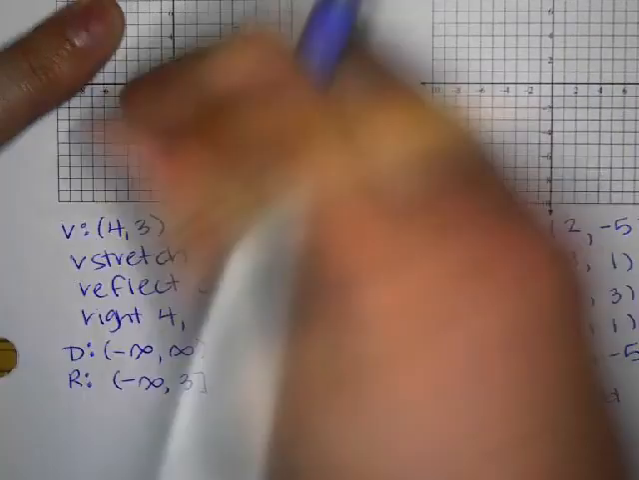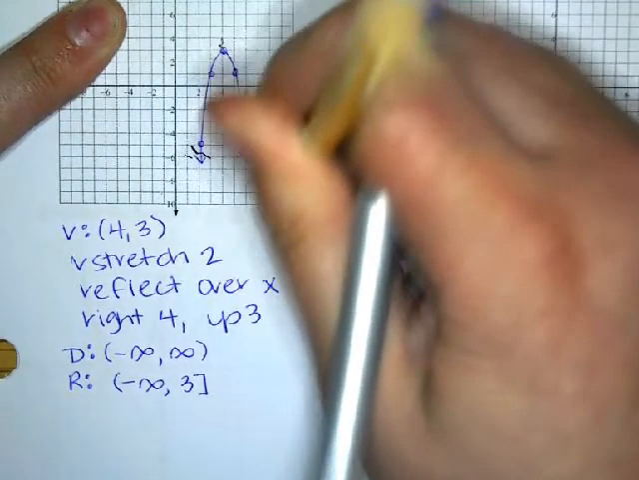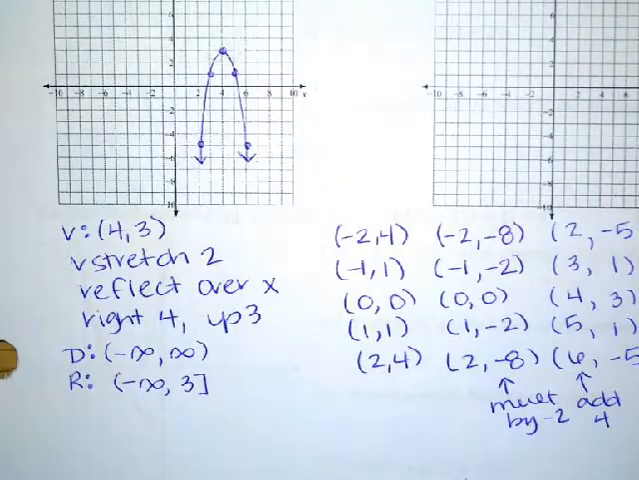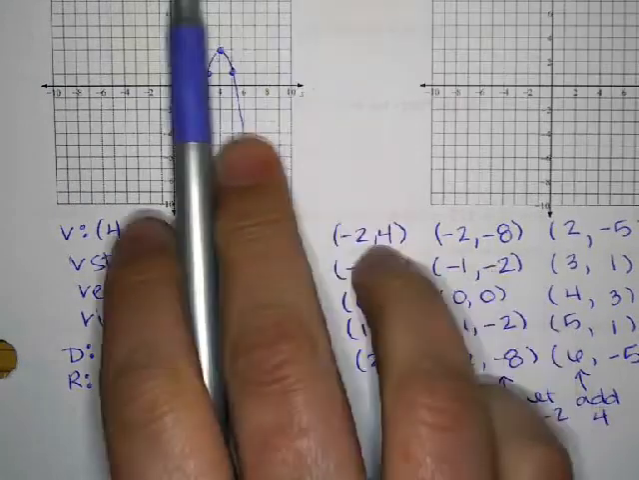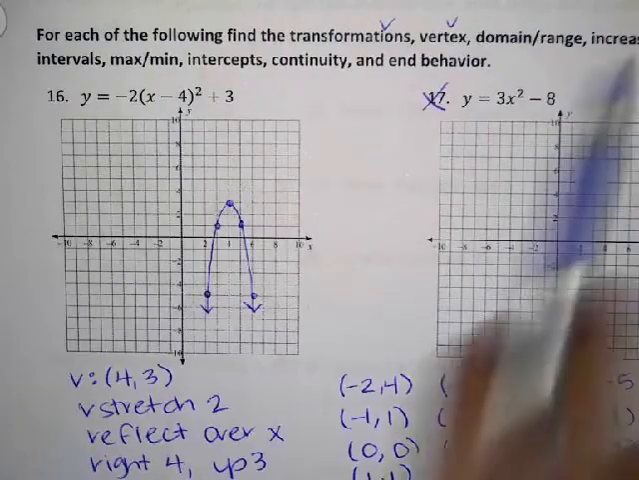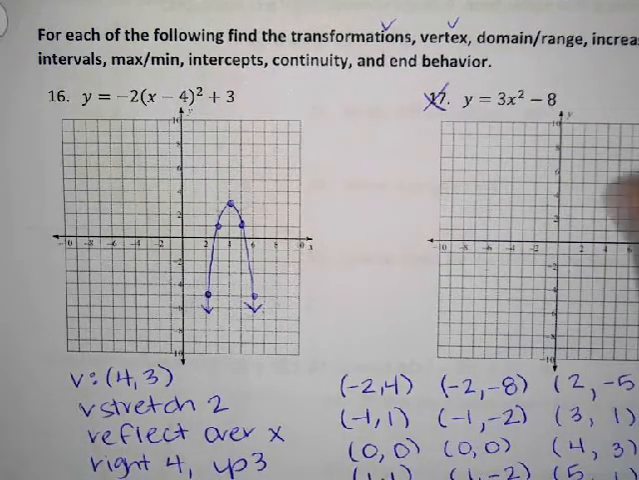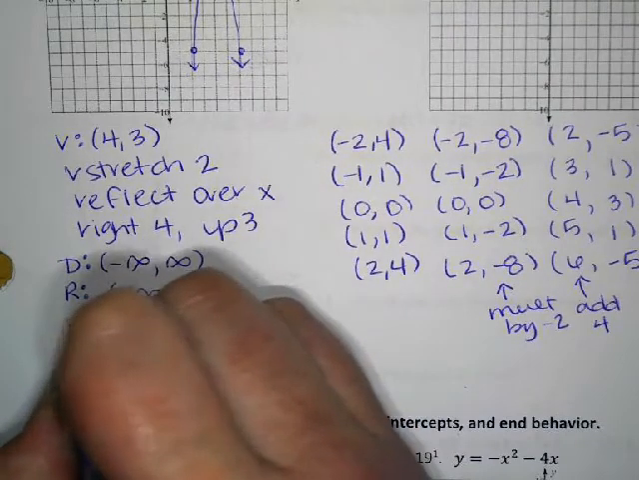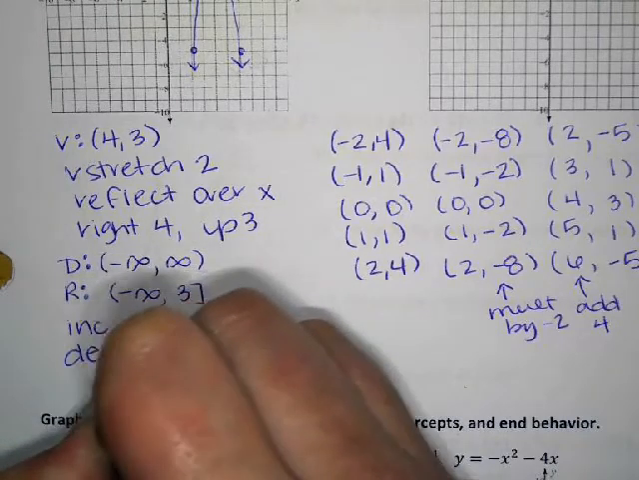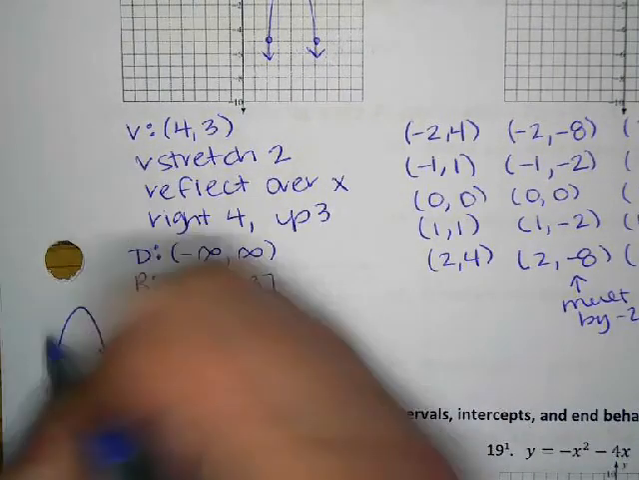If you're cool with it, can we move on to 18 or 19? Yep. And increasing and the end behaviors. On these ones, we're going to have to do increasing and decreasing, and we had end behavior too. So we did domain, range, and now increasing, decreasing. Go ahead and just sketch the picture over here.